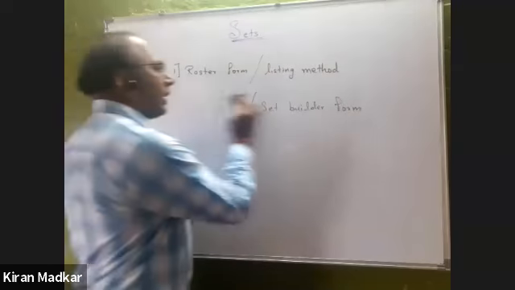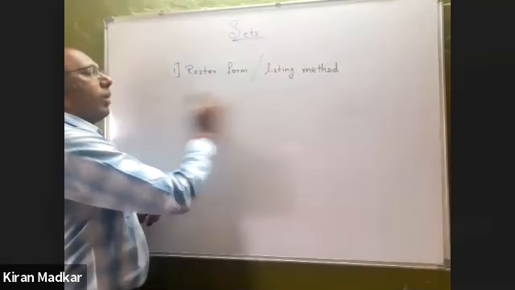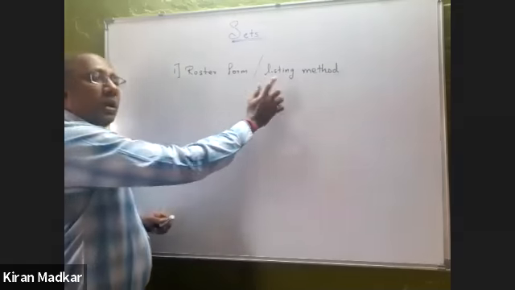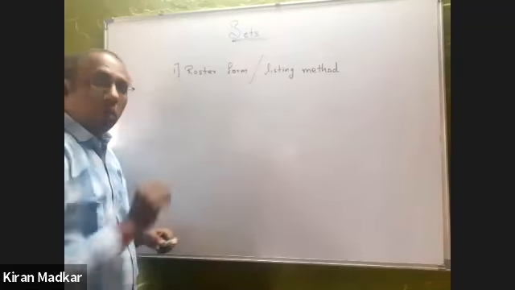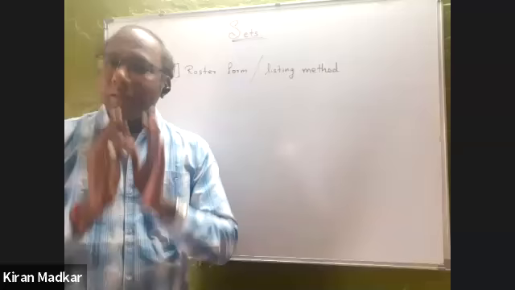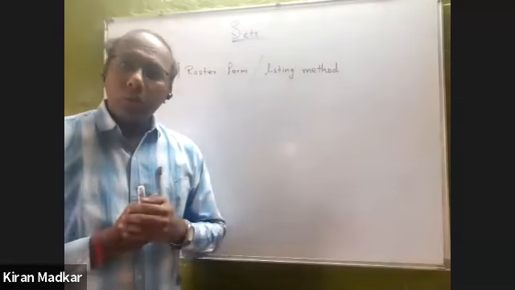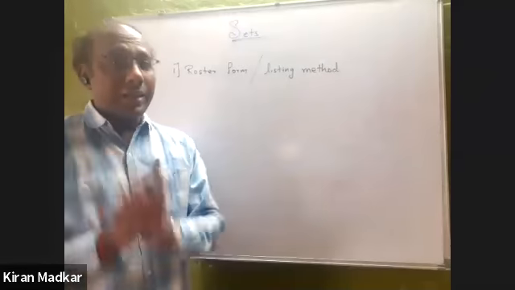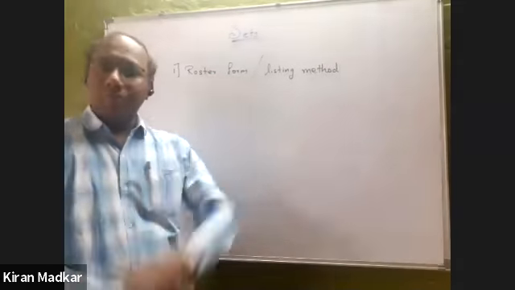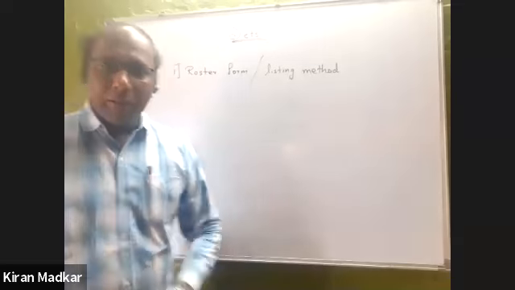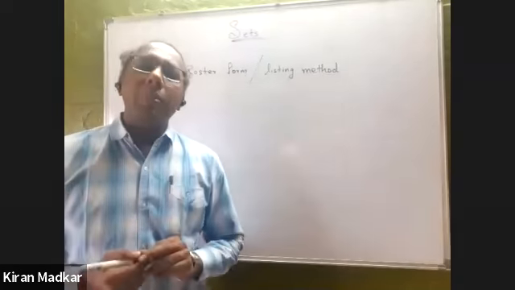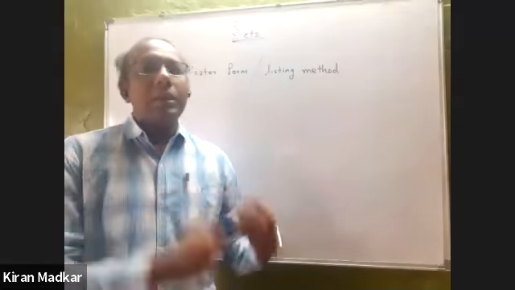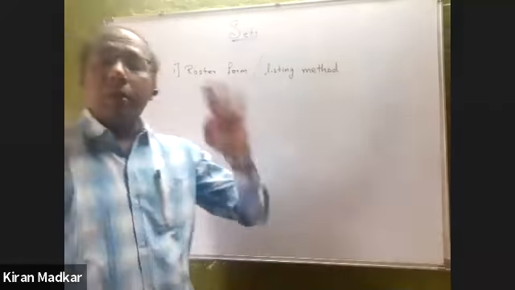So first I'll start with the rules which are required for writing the listing method, or as I told you, roster form. So let us see what rules we have to follow while writing the set or the elements in this form, roster form. Okay, ready for it? My example will help us understand what exactly is needed, or how we have to write the given set in that particular form.